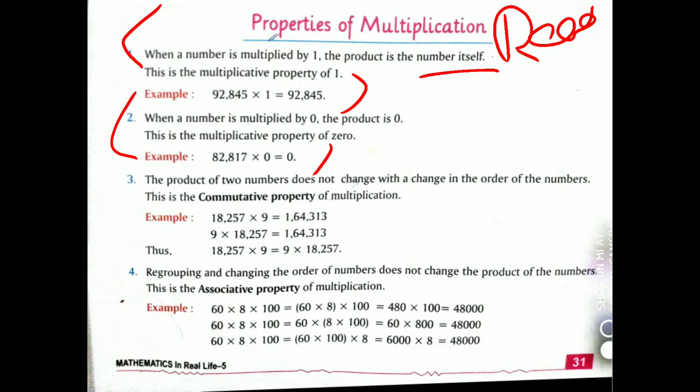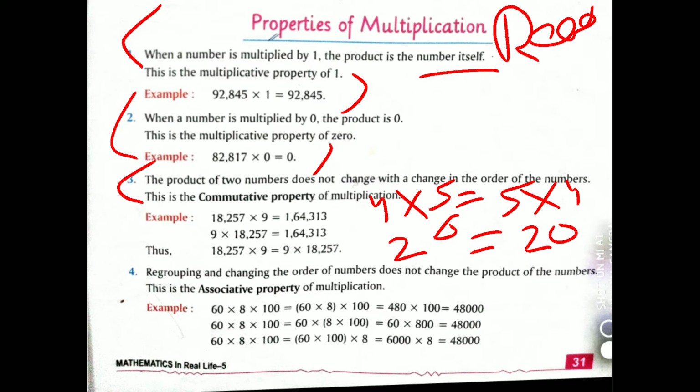Now the third property, which is very important: the product of two numbers does not change with the change in order of the numbers. Clear? Order of the number means if you change the position of a number, the answer will come the same. Means if you multiply 4 with 5 or you multiply 5 with 4, in both cases the answer will be the same because the numbers are the same. So this is called commutative property of multiplication.